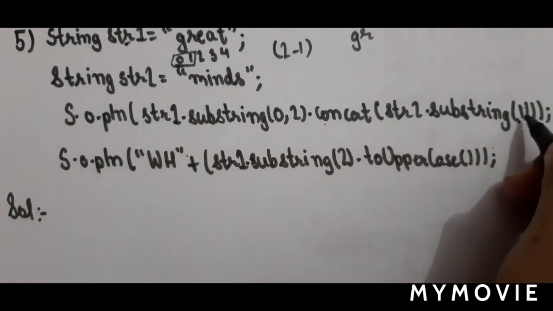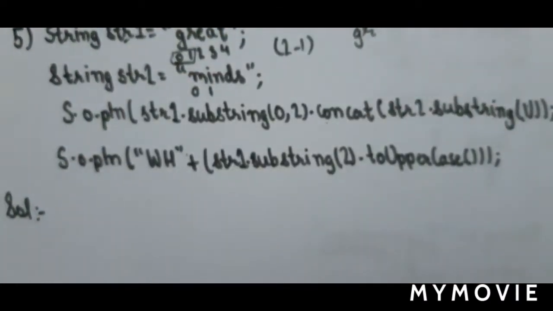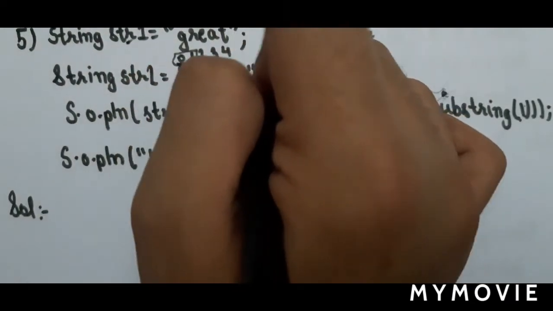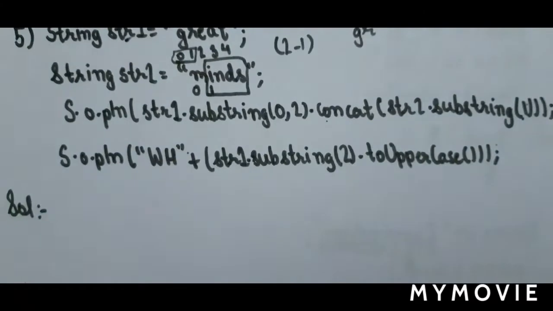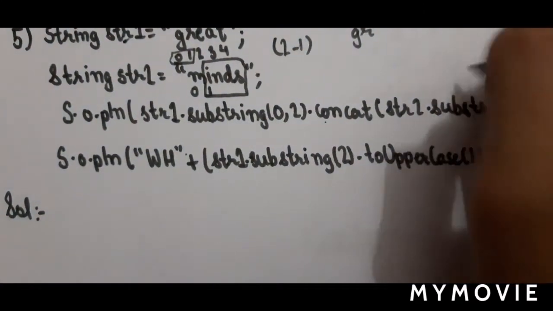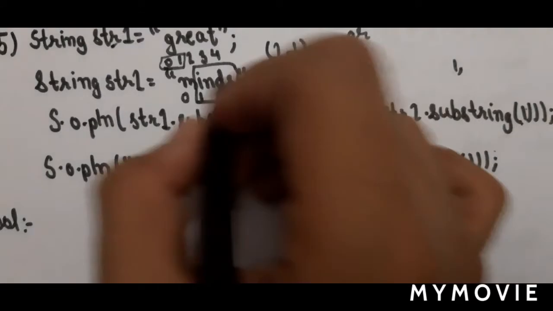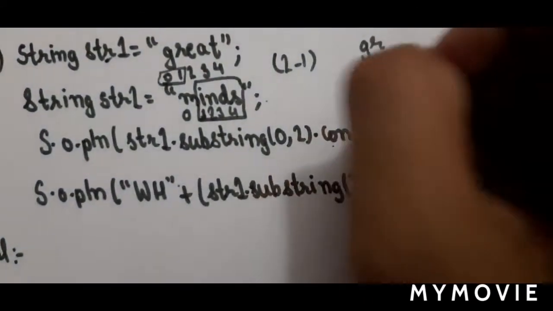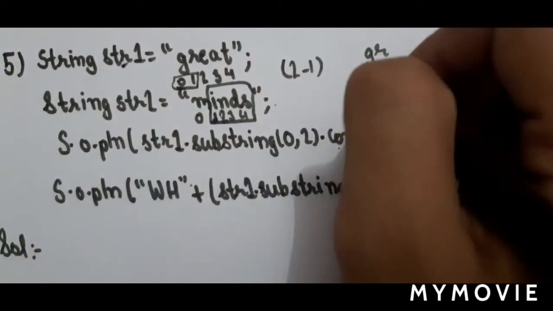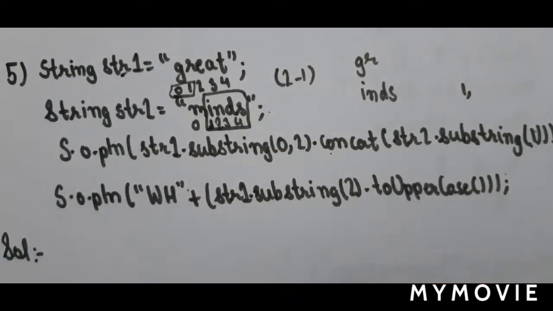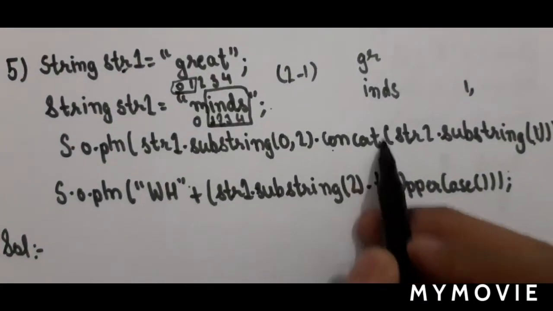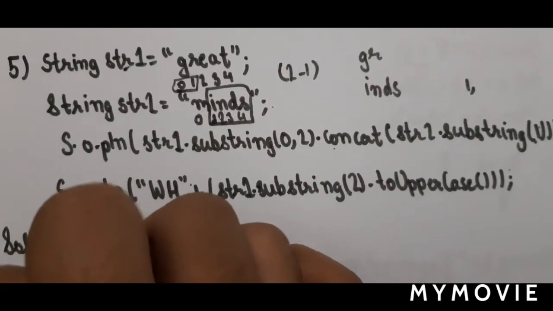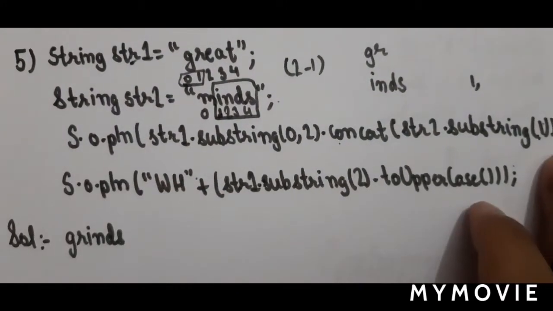So 1, 0, 1. So it takes from 1 till the end. There is not another number written here, so it takes from 1 to the rest: 2, 3 and 4. So gr and inds. They told us to concat these both, so there is no space, so it prints gr and inds, grinds. So our first answer will be grinds.